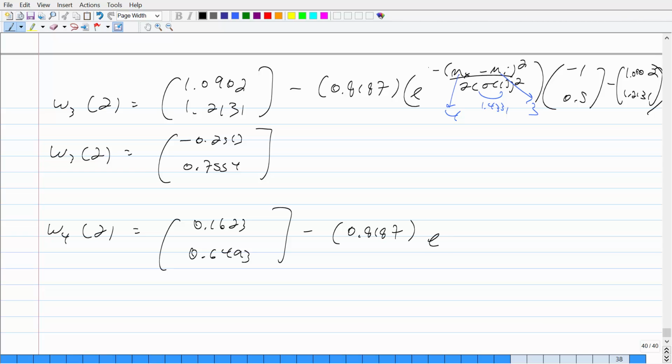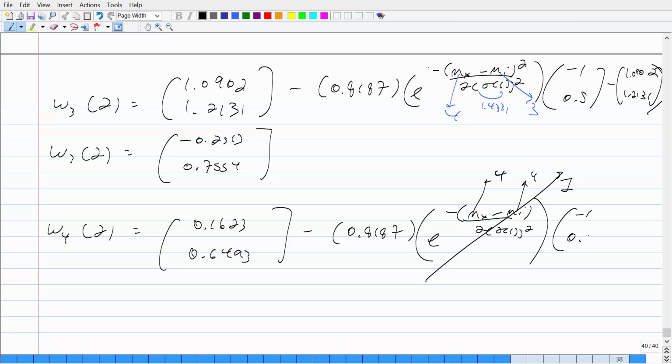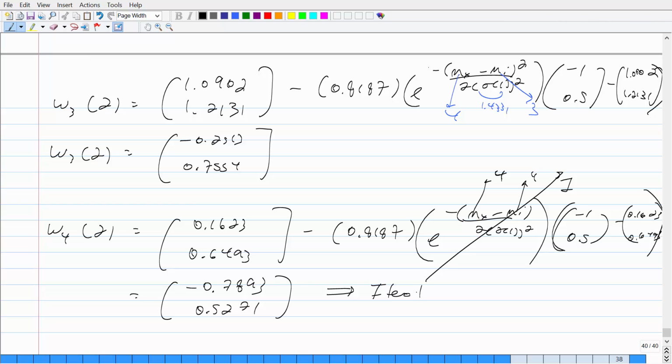What's going to happen here is e to the minus x minus n_i divided by 2 sigma 1 squared. In this case, both of these match. So the best matching unit and the position of this neuron are both the same, so this all gets canceled to 1. And then you have minus 0.5 here, and then minus 0.1623 and 0.6493. When you add these all up, the final weight that you get is minus 0.7893 and 0.5271. Okay, and then I'll let you do iteration 3 on your own. So you pretty much know how this works now.